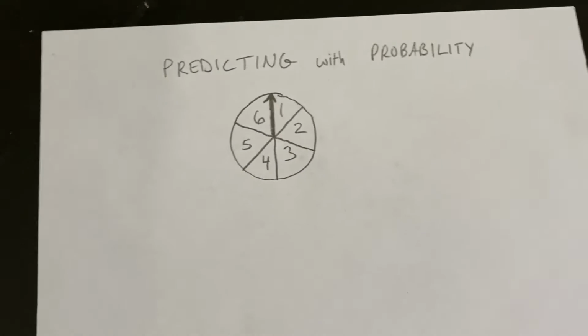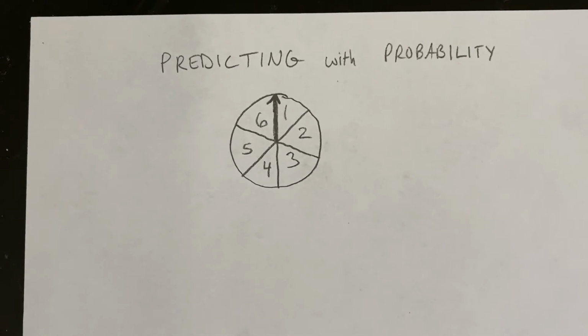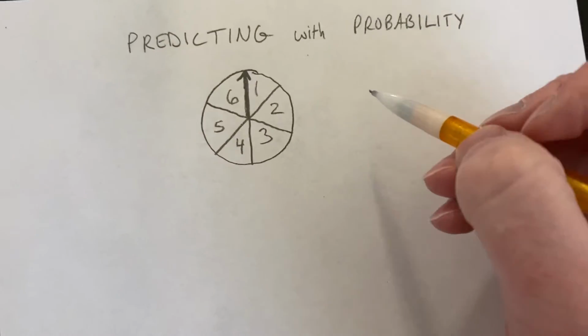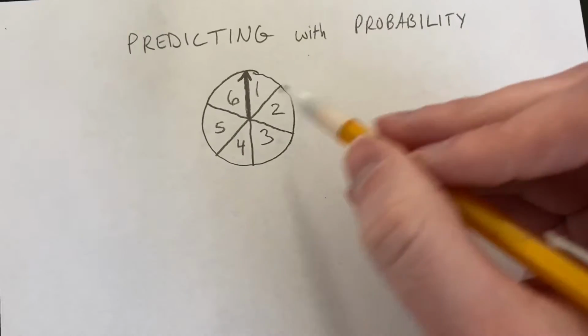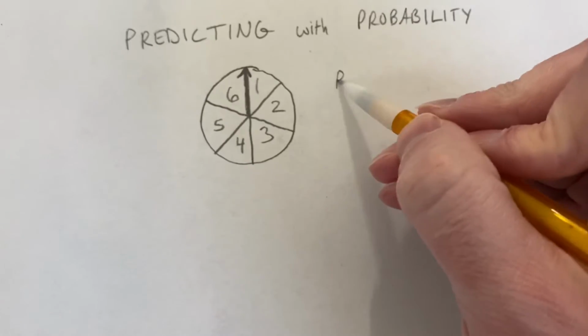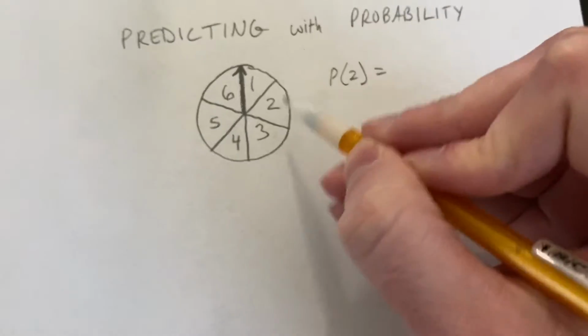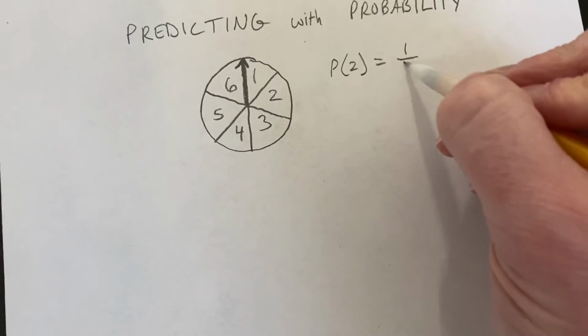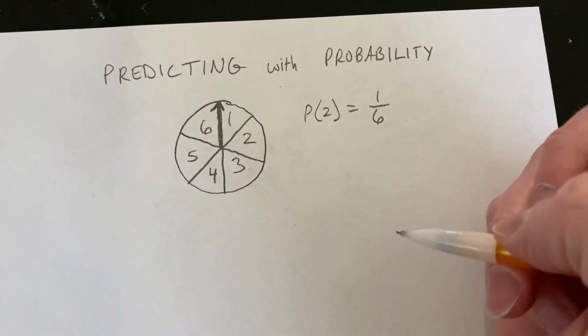Let's talk about using our probabilities to make predictions. So let's say, for example, I want to know what's the probability of spinning this spinner and getting a 2. So the probability of getting a 2, there's only one space out of 6 that has a 2. So the probability is 1 out of 6.